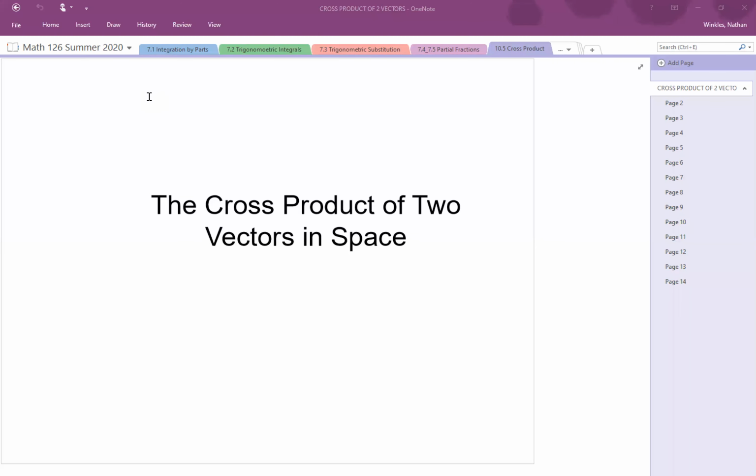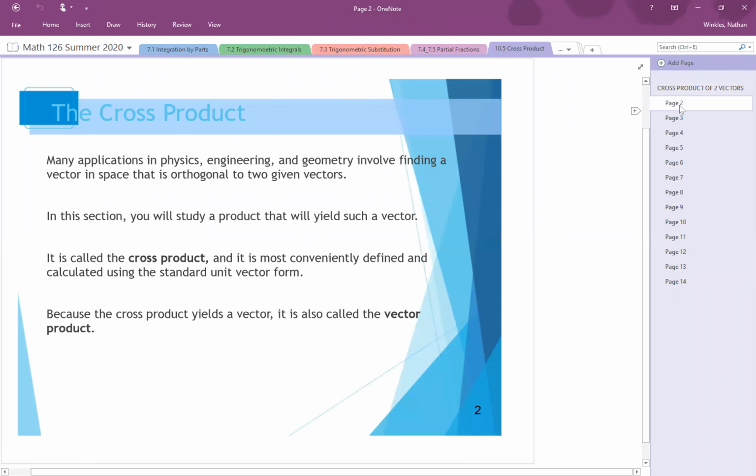Okay, so now that we have talked about the dot product, now we can come into the cross product, which is a little bit different. But if you've ever learned anything about matrices when you took pre-calculus somewhere, then you'll recognize some determinants and everything from matrices. So many applications in physics, engineering, and geometry involve finding a vector in space that is orthogonal to two given vectors. In this section, we're going to study a product that will yield such a vector.